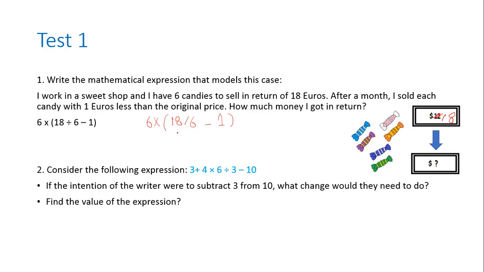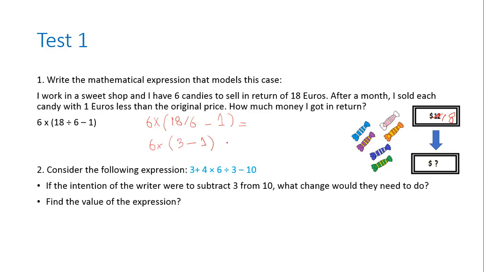Now, how to evaluate this according to our previous set of rules? First of all, we need to perform the operations between parentheses. We have division and subtraction, so we perform the division first. So 6 stays out as it is. Then 18 divided by 6 gives us 3 minus 1.